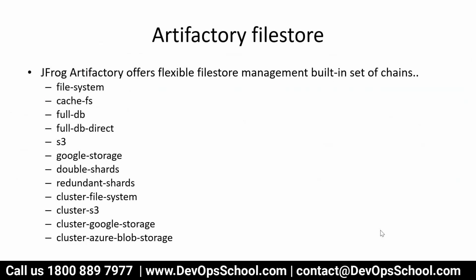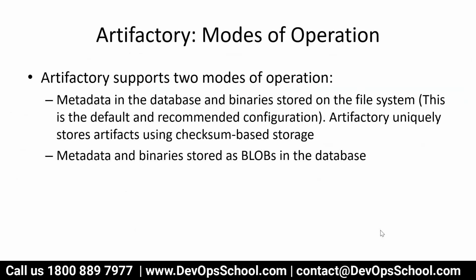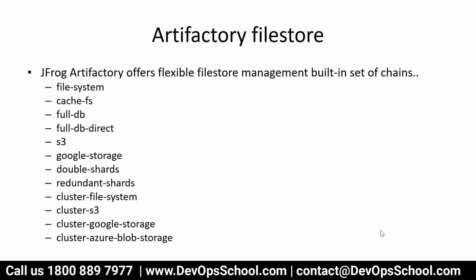Now, in terms of file system, this is the first mode of operation. Which file systems are supported? Multiple options are there. JFrog Artifactory offers flexible file store management with a built-in set of chains, which include file system, meaning local file system, cache file system, S3 from AWS, Google Storage, and last one Azure Blob Storage. All of these are supported for storing the packages, so you can enable one of these. By default it is a file system.